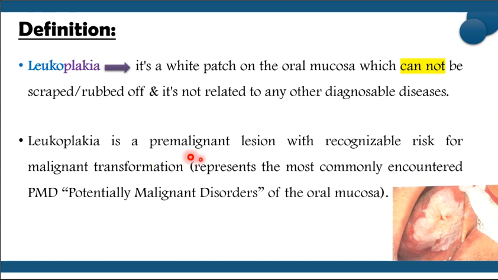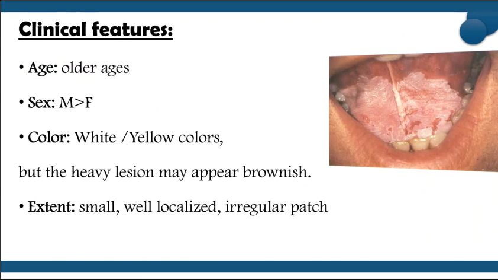Okay. Leukoplakia is a pre-malignant lesion, which is settled, and it carries a recognizable risk for malignant transformation. It's not just a pre-malignant lesion with doubt, but it may one day become carcinoma. So leukoplakia represents the most commonly encountered potentially malignant disorder of the oral mucosa. If I get an MCQ asking whether leukoplakia or erythroplakia is the most commonly encountered potentially malignant disorder, I will say leukoplakia.